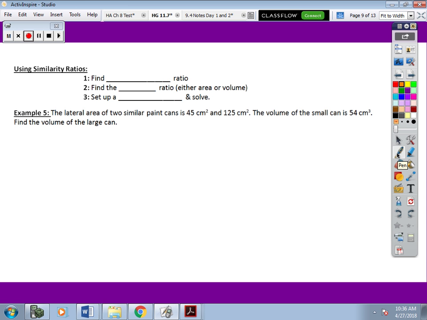The first thing you always want to do is to find the similarity ratio, just like we did in the last two examples. So you may have to square root or cube root to get back to your A over B. Then find the new ratio that you want. And that's going to be different in every problem, whether they want you to find the volume or the area. Once you have the ratio of what you're asked to find, then you can write a proportion and solve. How do we solve proportions?